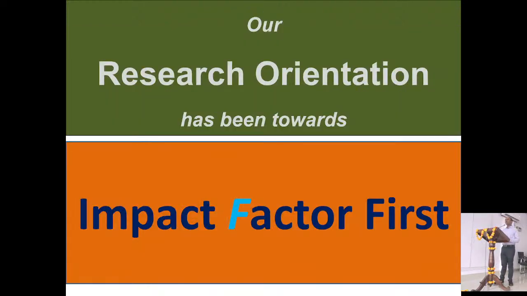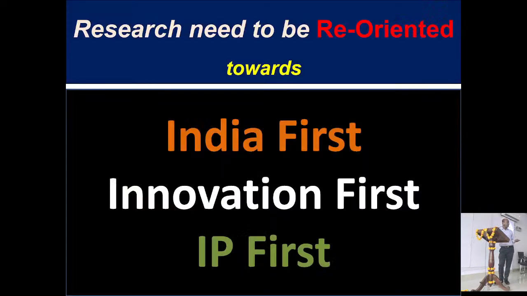What do we need to do? This was our research orientation. Yes or no? As researchers, our research orientation was towards making publications in high impact journals. This was the only objective. This was the only orientation. Now we need to change it slightly. We definitely need to have this, but at the same time, having only this is not sufficient. We need to reorient towards India first, innovation first, IP first.